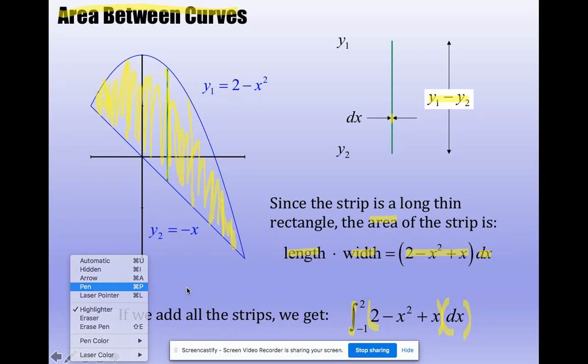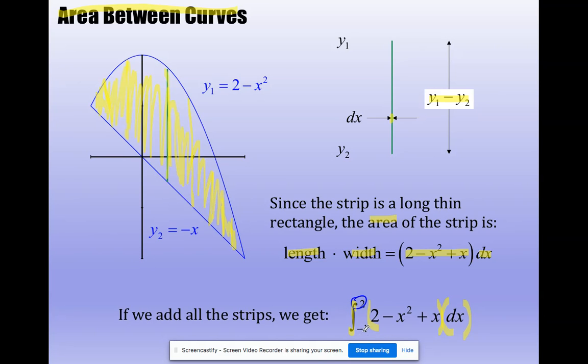What are these two numbers? Well, remember, your width is in terms of x. Your function is in terms of x. These numbers must be in terms of x. Where did they come from? The points of intersection, right? You did that in Algebra 1. You said, when is 2 minus x squared equal to negative x? So when is x squared minus x minus 2 equal to 0? You factored.